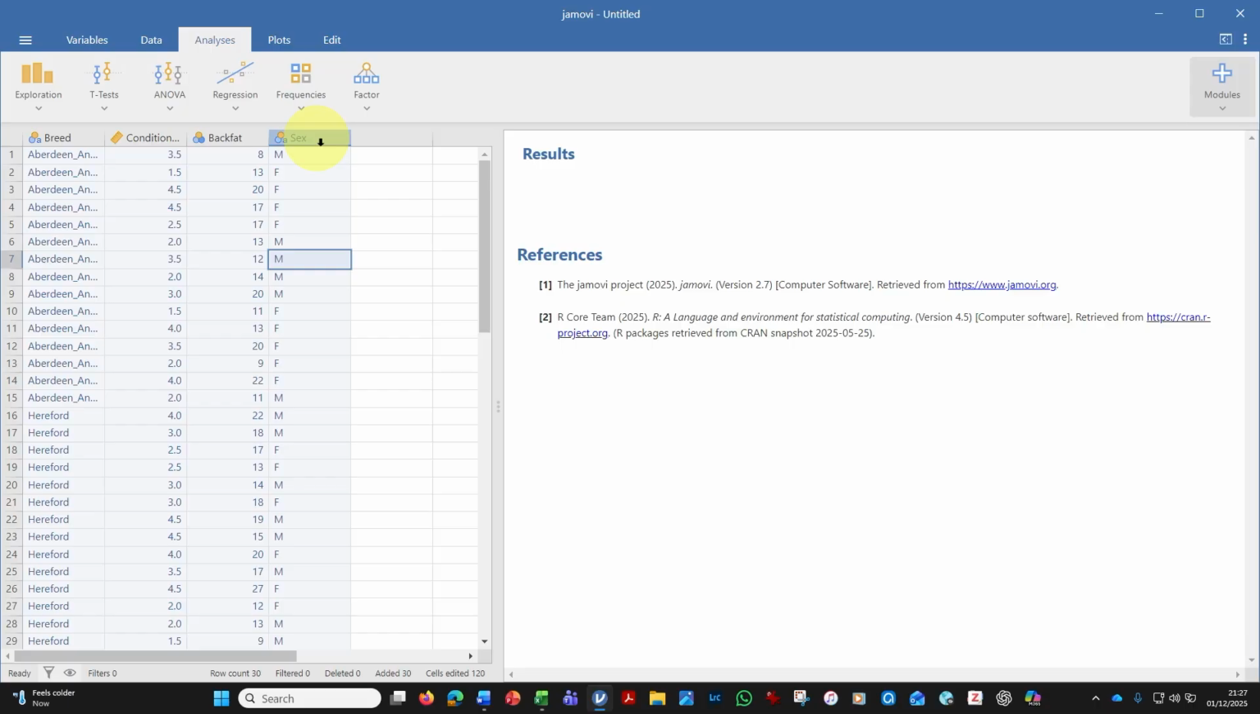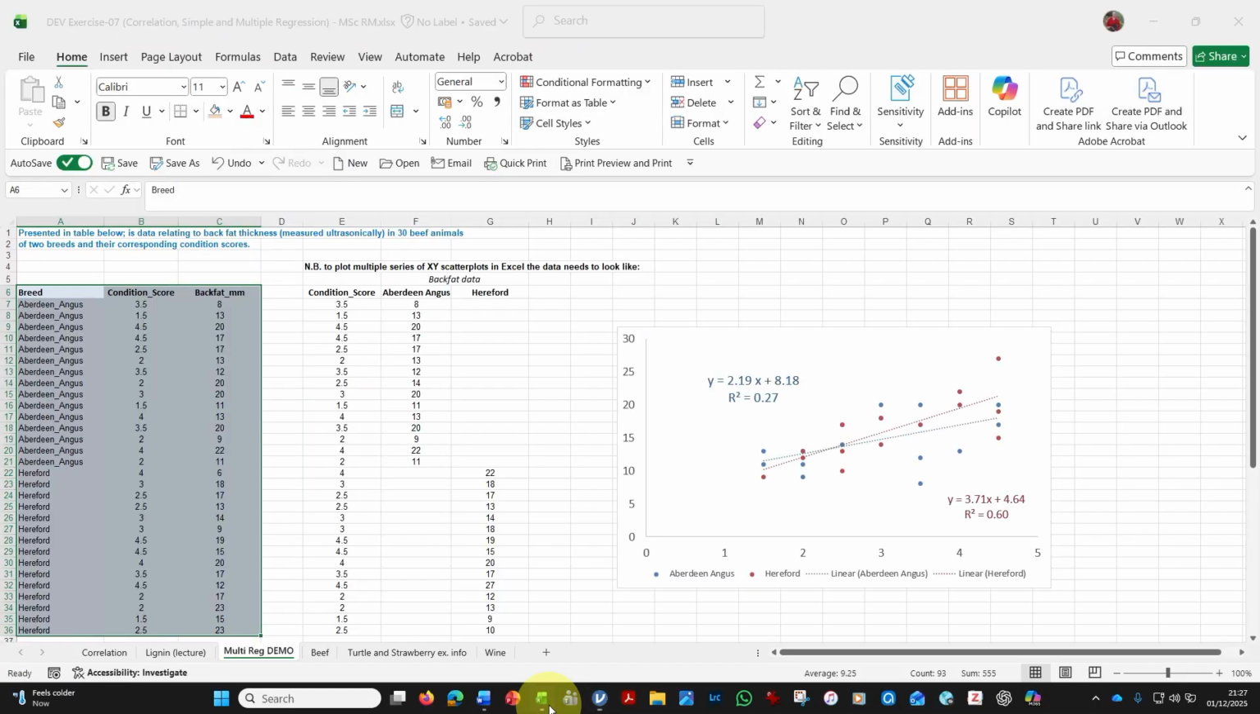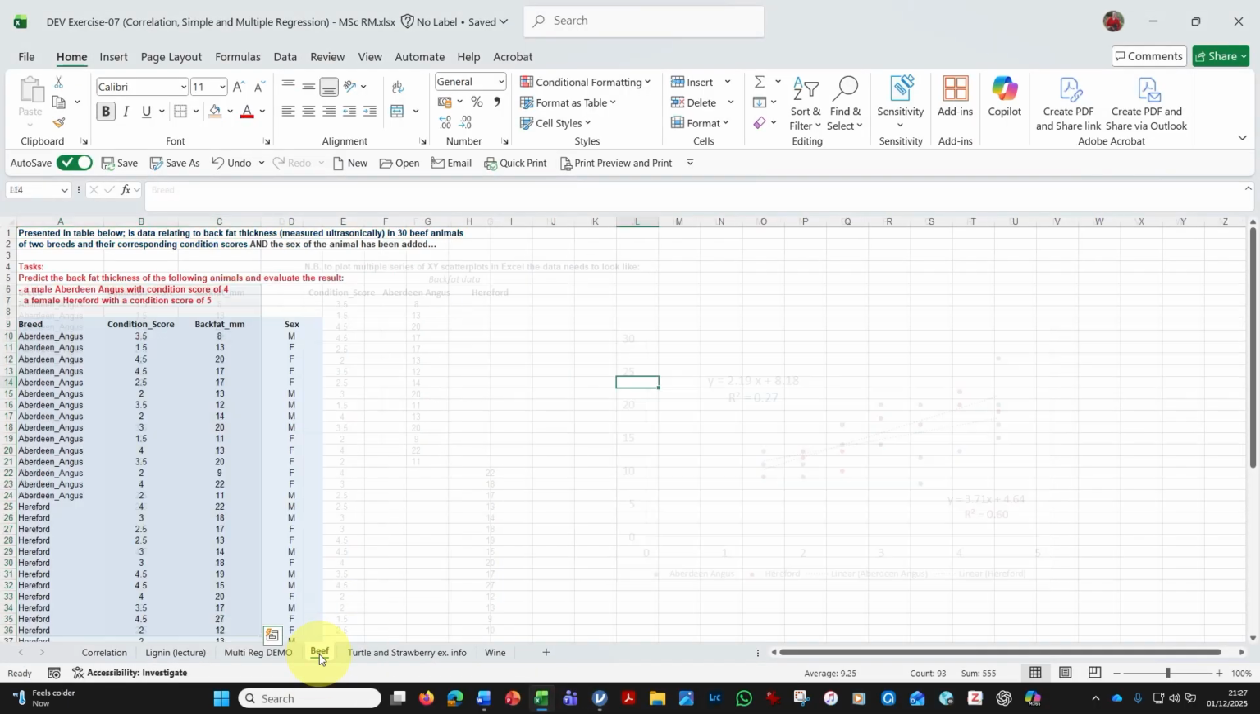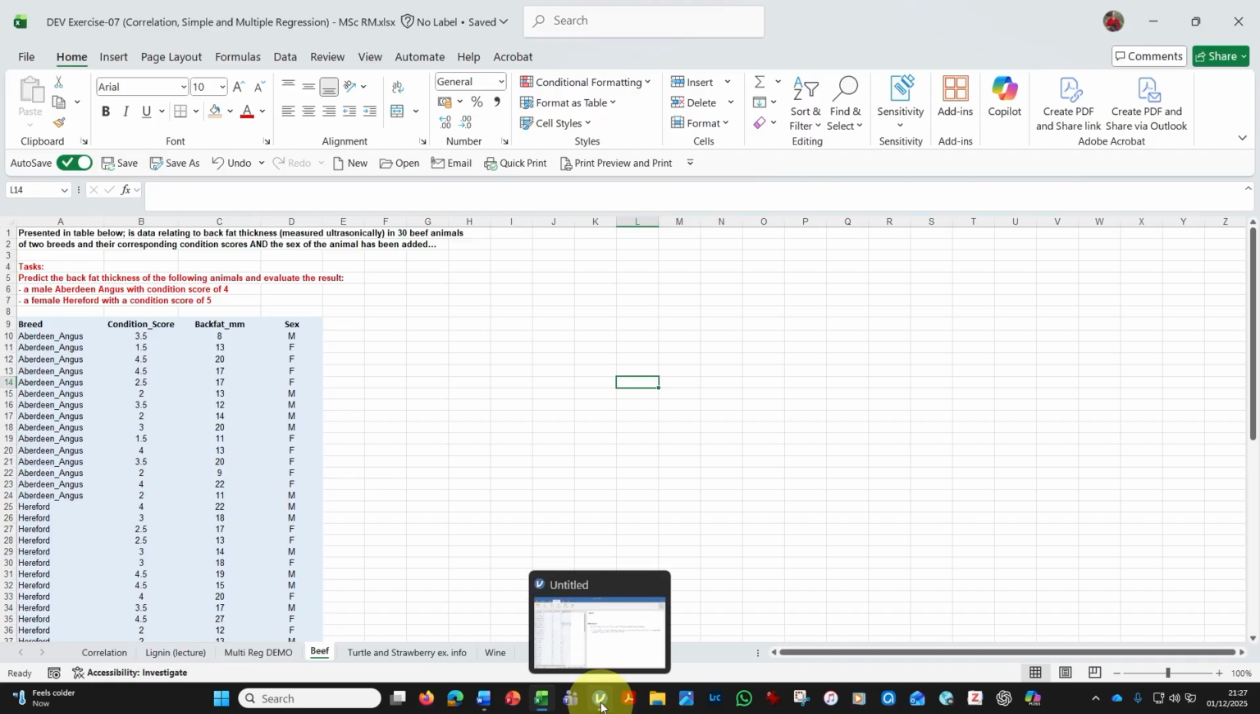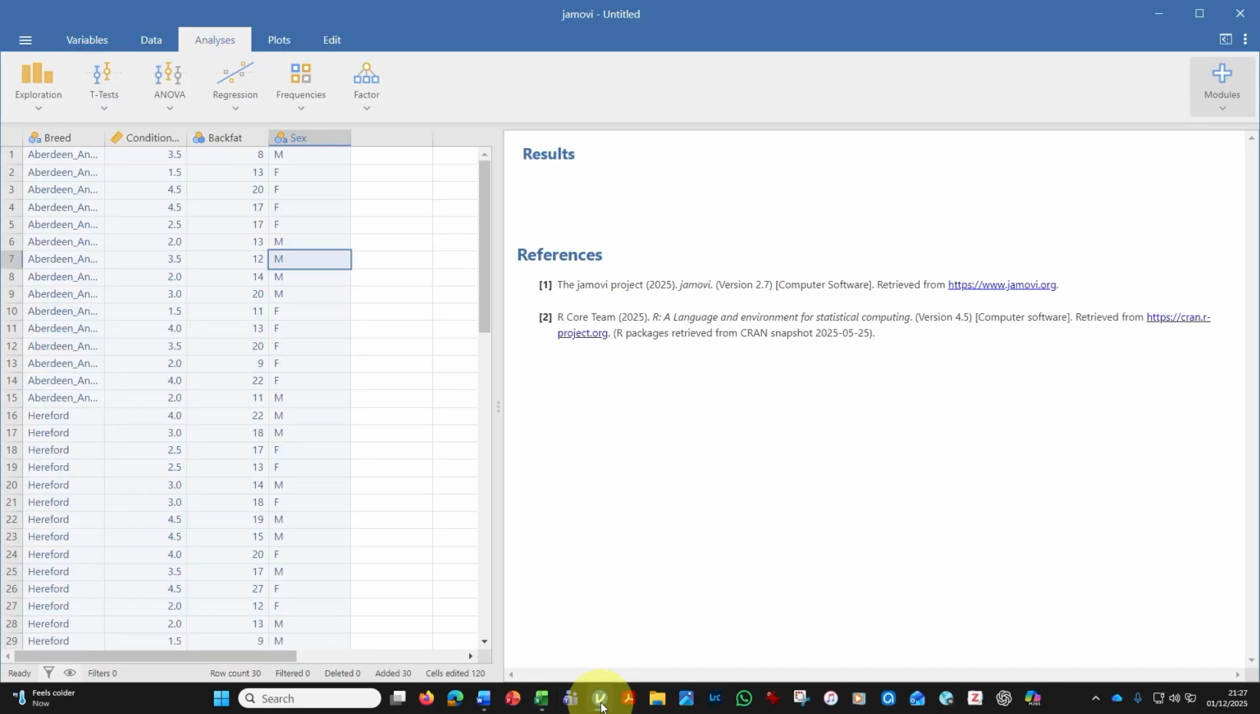So I had the sex of the animal, whether it was male or female, and that was from this next sheet here. So I've got the breed, condition score, back fat and the sex of the animals to see if we can build an effective model to predict the back fat of these animals. So this is the one I'm trying to predict, back fat, and we're going to do that with regression.